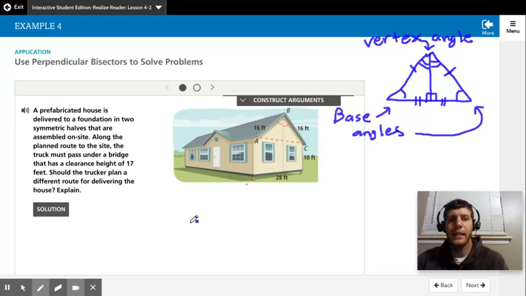A prefabricated house is delivered to a foundation in two symmetric halves that are assembled on site. Along the planned route to the site, the truck must pass under a bridge that has a clearance height of 17 feet. Should the trucker plan a different route for delivering the house? Explain. So we need to basically find the height of our house and see if it'll fit under a 17-foot bridge. So we have the height of the base or house portion of the house, and then we need to find the height of the attic portion up here. So we need to find the height of this triangle.